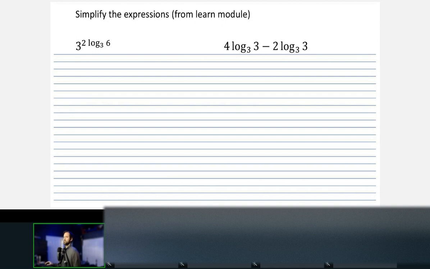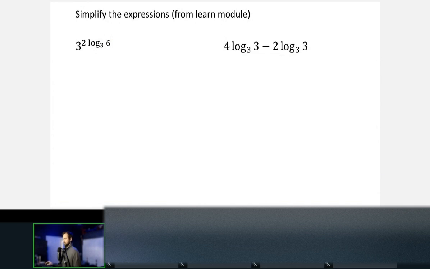What did all of you do to start this problem? Yeah, the 2 moves to the exponent. So yes, we're going to move this 2 using that log property to become the exponent of that 6.